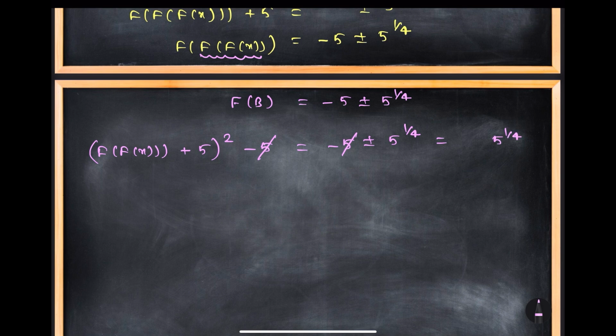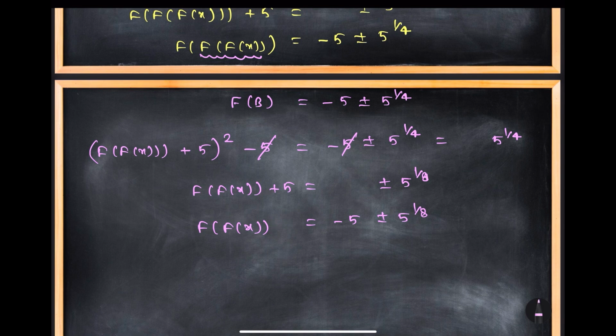Now we will do root on both sides. So we will be left with f of x plus 5 is equal to plus or minus 5 power 1 by 8. Now we will send this 5 to that side. So it is minus 5 plus or minus 5 power 1 by 8. And here we are left with f of x. So this way we will break this function. So from 4 we are at 2.